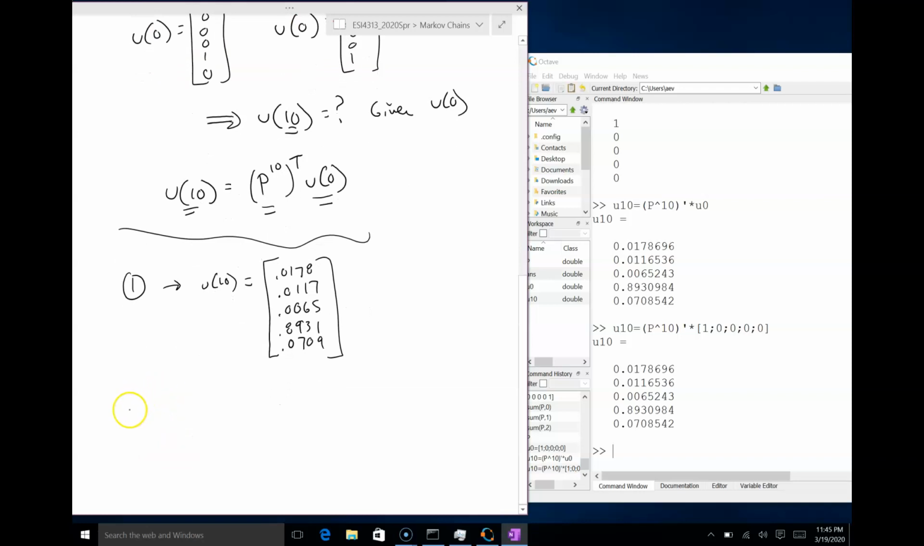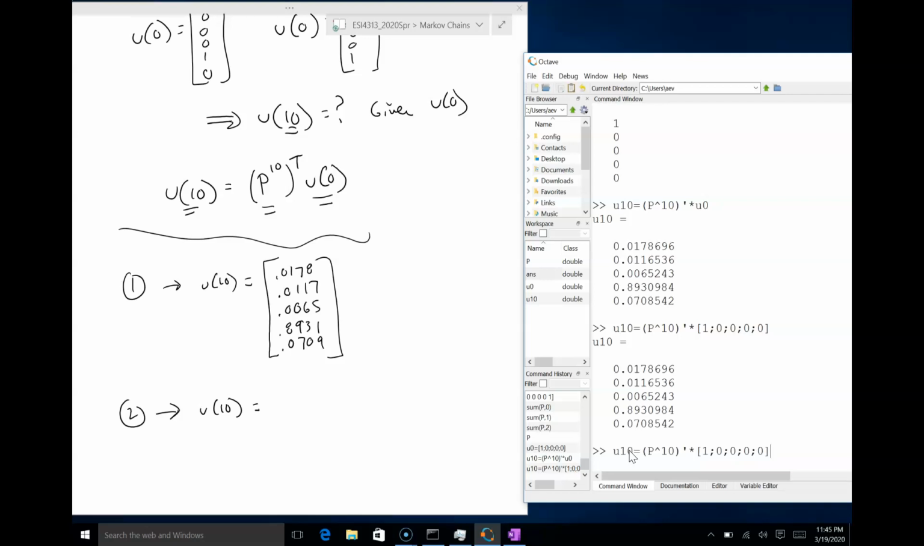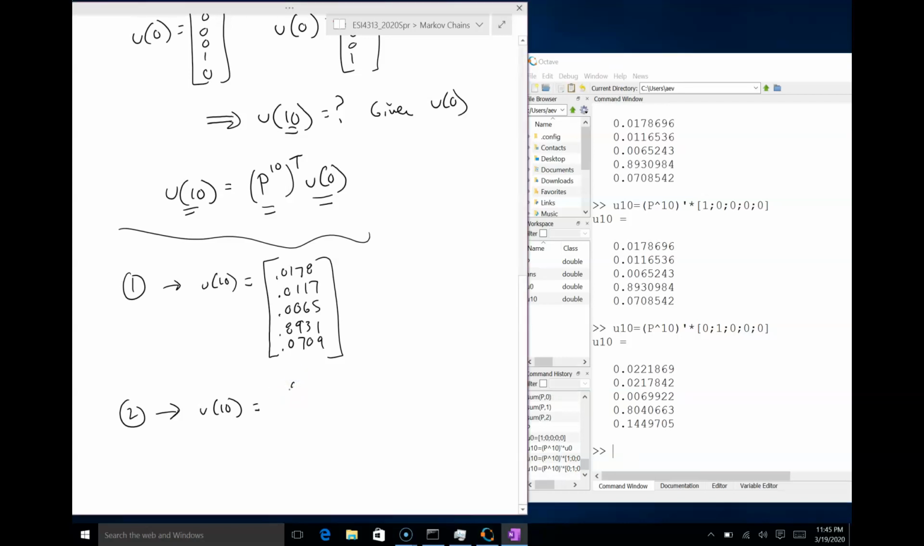Now let's ask ourselves, what if we started in state 2 initially? Where might we be after 10 steps? If you ever want to retype an equation without retyping it, you can just press the up key, and it will retype the equation you already typed. So I'm just going to change this to 0, 1, 0, 0, and do the calculation. Now I have my answer pretty quickly.